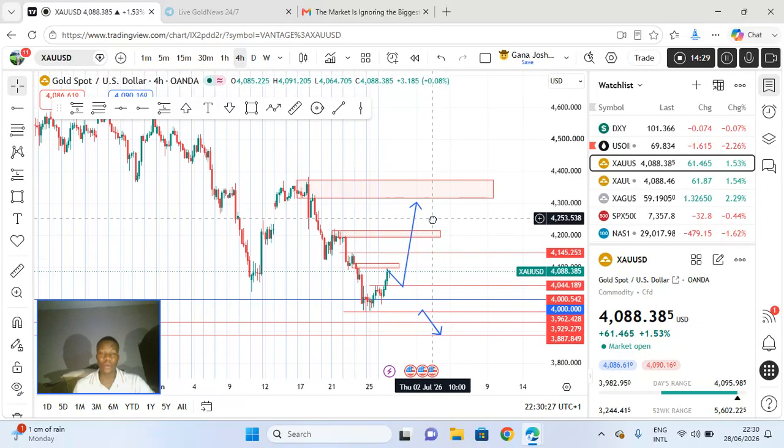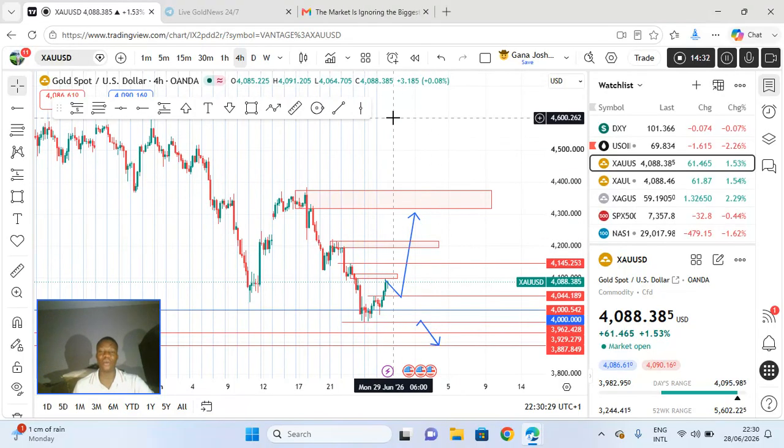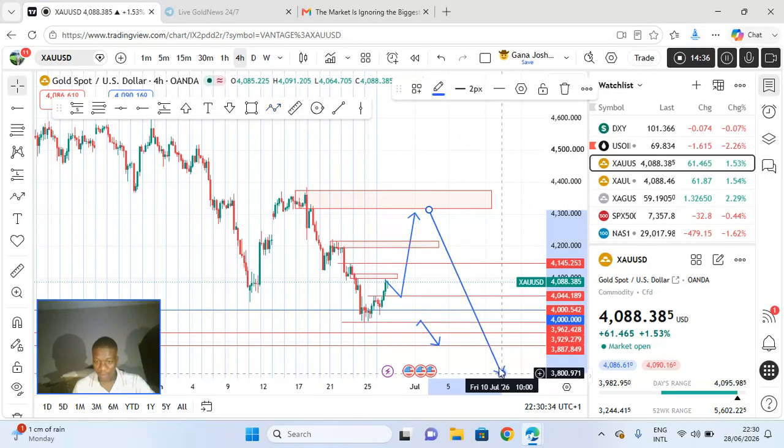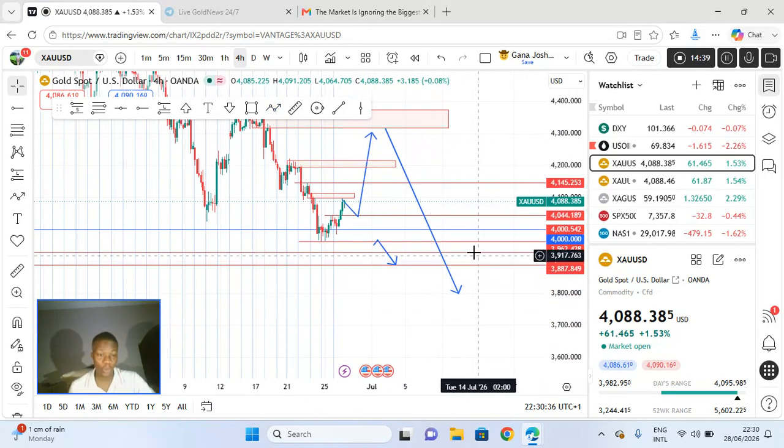But then coming for all of them, is it recovery to the upside or just a retest to have strength to break? That's what we don't know.